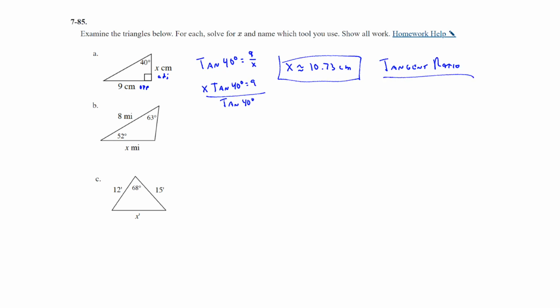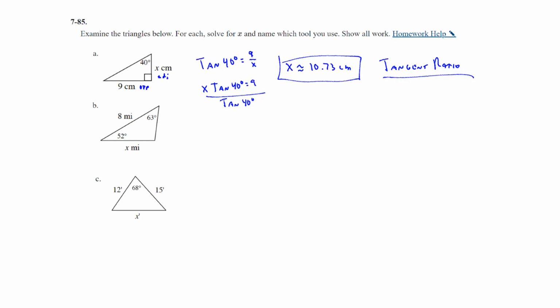Part B. This one we do not have a right angle. You could once again find the third angle by, on this one, taking 180 minus those two. So we're not going to be able to use Pythagorean theorem. We're not going to be able to use our trig ratios, sine, cosine, and tangent. But we could use the law of sines or the law of cosines. Since we do have two angles, we can always find the third angle. So let's go ahead and do that.